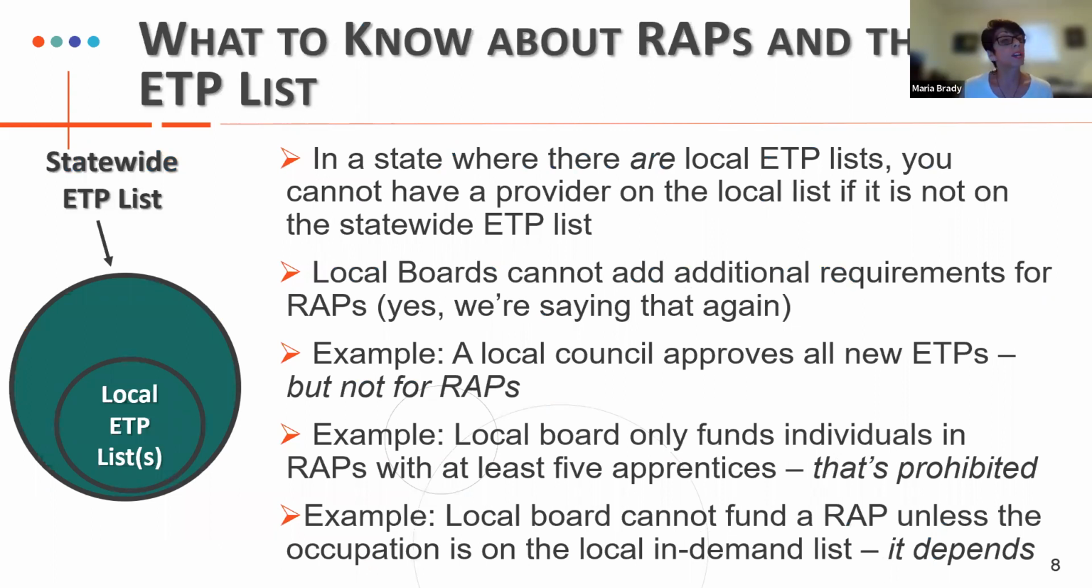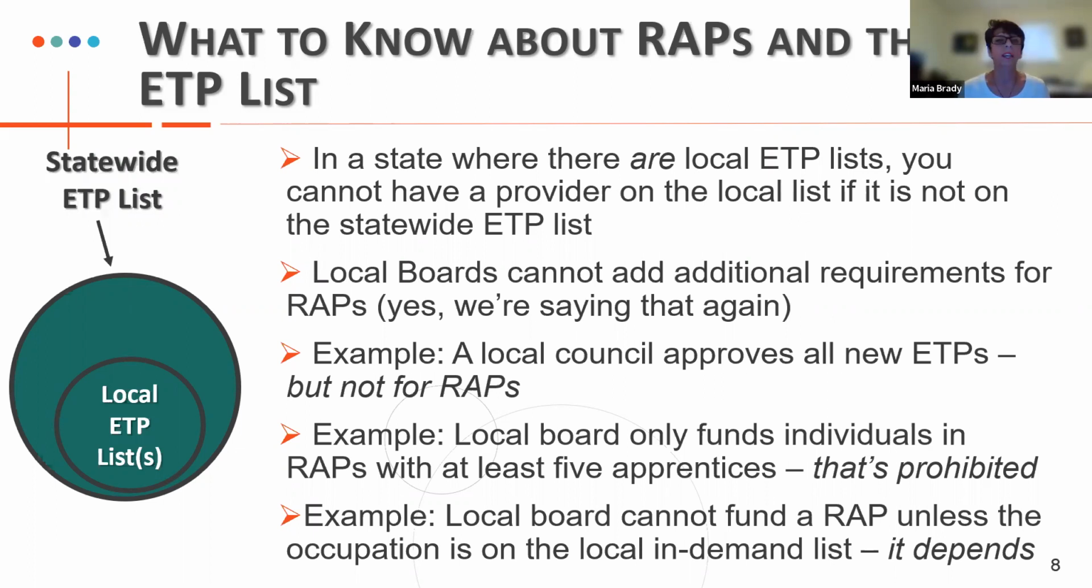Okay, so we have local lists and we have a statewide list. In a state where there are local lists, you can't have a provider on the local list if it's not on the statewide list. Just look at the concentric circles there. So the local list is absorbed by the statewide list in a state that has local lists. Local boards can't add additional requirements for registered apprenticeship programs. We said that, we're saying it again.